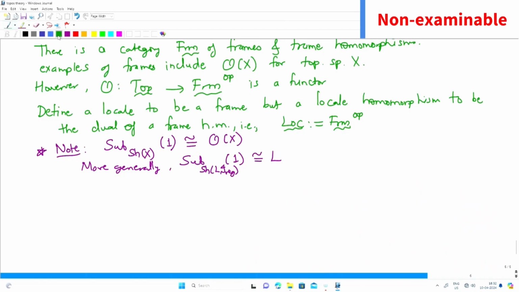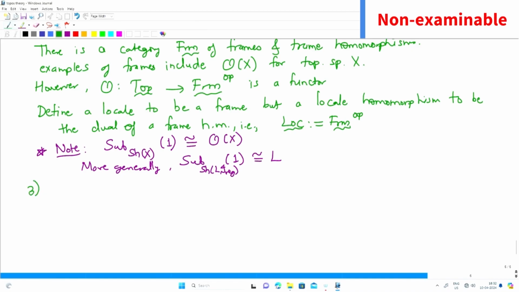So you can recover some of this original structure. You obviously cannot recover the points of the topological space. That's too much to ask for. But you can at least recover the lattice structure of open sets.